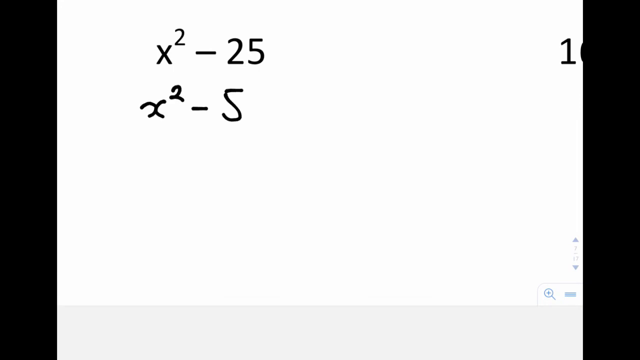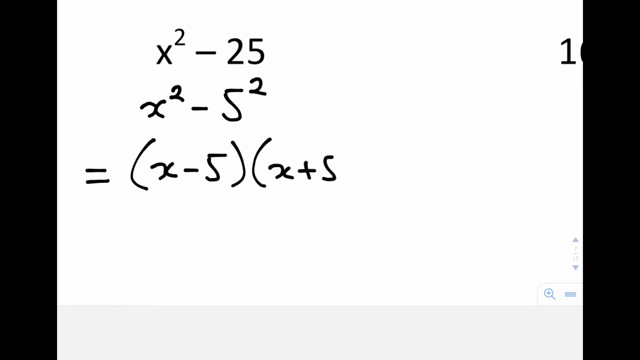So the first one, x squared minus 25. Well, if I notice that 25 is actually a perfect square, I have my difference of squares template. So I can write that as x minus 5 and x plus 5.